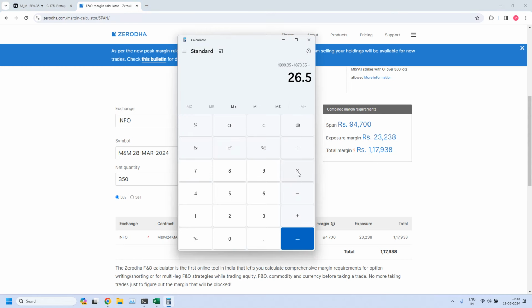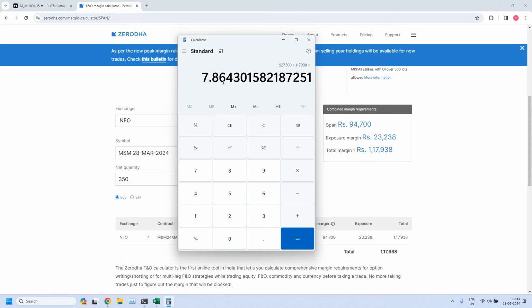So what is your profit first of all? 26.5 into 350. You got 9,275 rupees intraday profit. So into 100 divided by 1,17,938, this is the cost of the lot. Now we are going to get ROI. We got 7.86, that means 7.9 ROI we got, close to 8% ROI we can say.